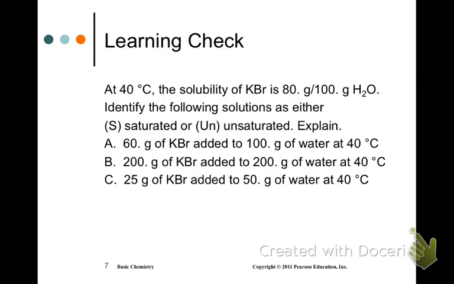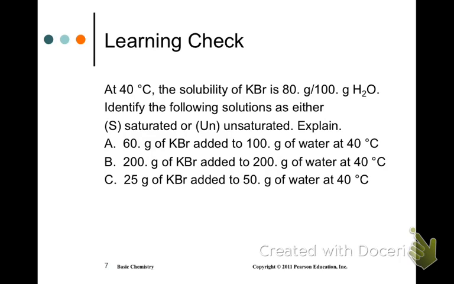Part B: 200 grams of potassium bromide added to 200 grams of water. What you need to do is scale it back to compare what it would be if it was 100 grams of water. Well, 100 grams of water is half of 200 grams of water. So 200 grams of potassium bromide and 200 grams of water would be the same as saying I put 100 grams of potassium bromide in 100 grams of water. 100 grams of potassium bromide in 100 grams of water is more than the 80 grams that 100 grams of water can hold. So that would be a saturated solution. If I executed the situation in part B, I would have solid potassium bromide laying on the bottom of the beaker.